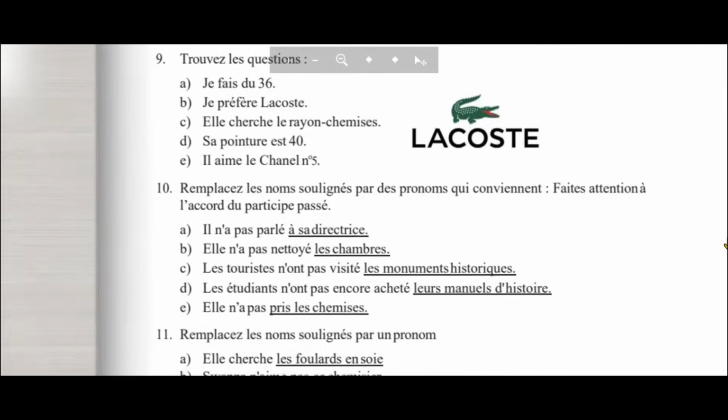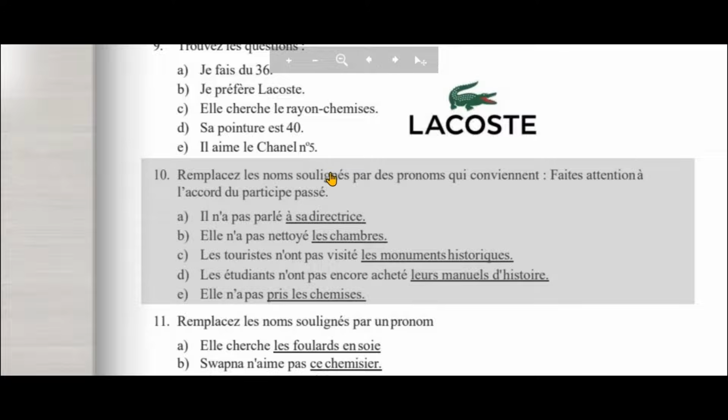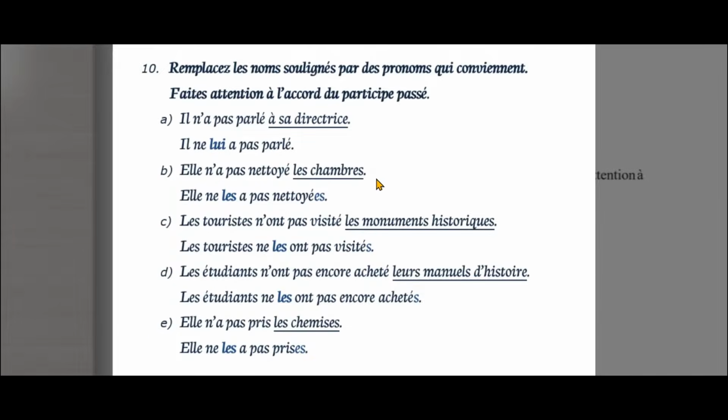Now, the 10th exercise, they want you to replace the underlined nouns, souligné, with suitable pronouns, and also they want you to pay attention to the past participle agreement. So let's look at each sentence. The first one says, il n'a pas parlé à sa directrice. So he did not speak to his director. All right. So we know that whenever you have a preposition, in this case à, that is followed by someone.